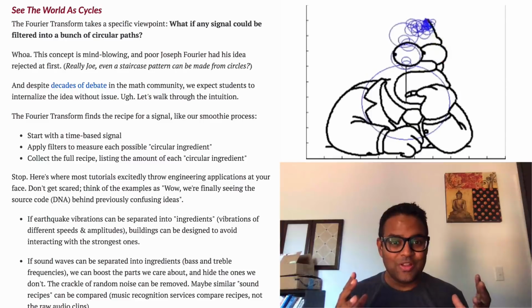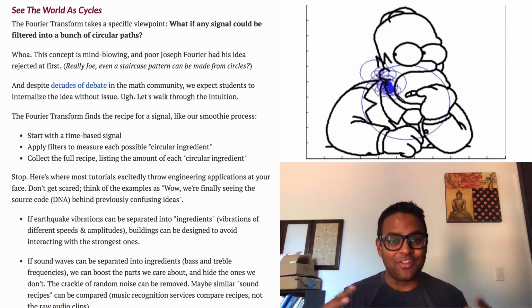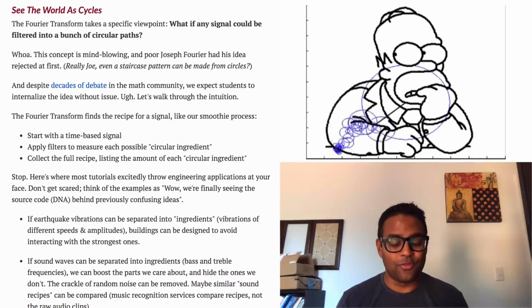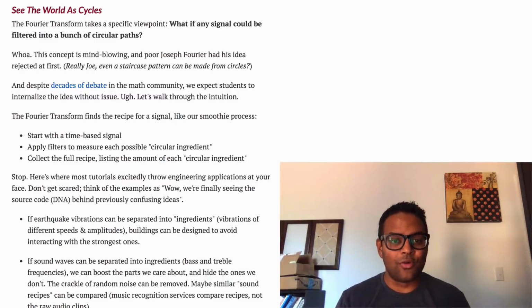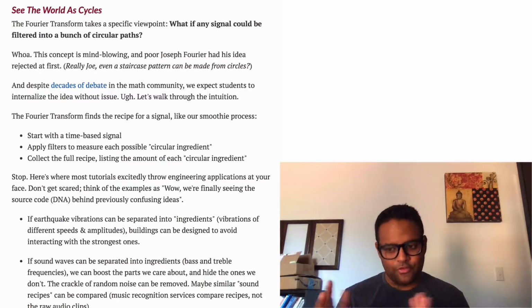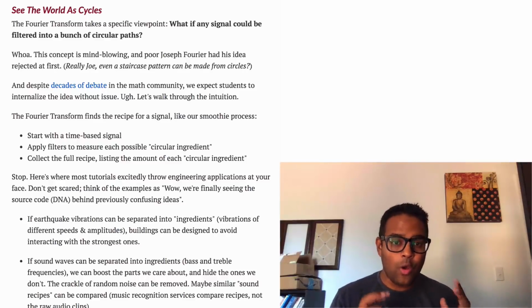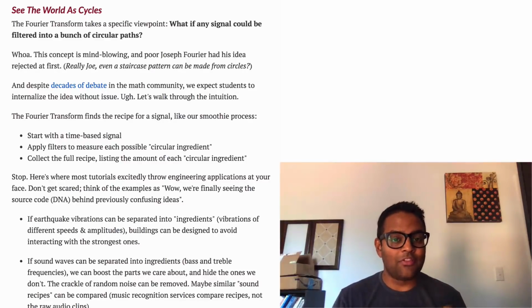So if you get enough complexity, you can actually create any pattern that you like out of circles. This is pretty mind-blowing. It took the math community a long time to really get their head around this, but it turns out that it works. There's a lot of math behind it, but essentially you can prove that these circular paths meet the criteria that we need for independence and basically covering every possibility for any kind of signal.